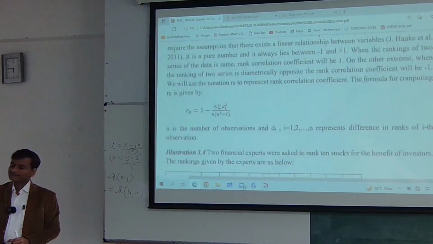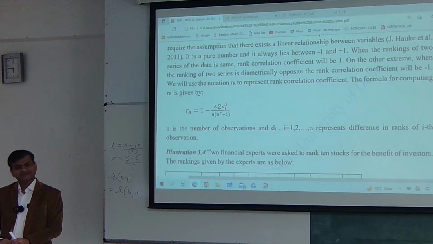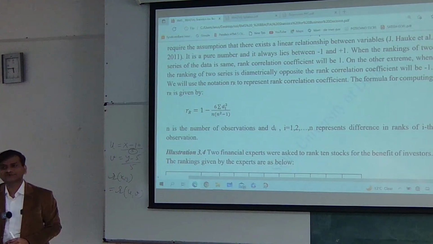The formula is very simple: 1 minus 6 sigma di square divided by n into n square minus 1. Now what is di? di is the difference between the ranks of the two variables. So square it, add it, and divide by n. n is the total number of observations.